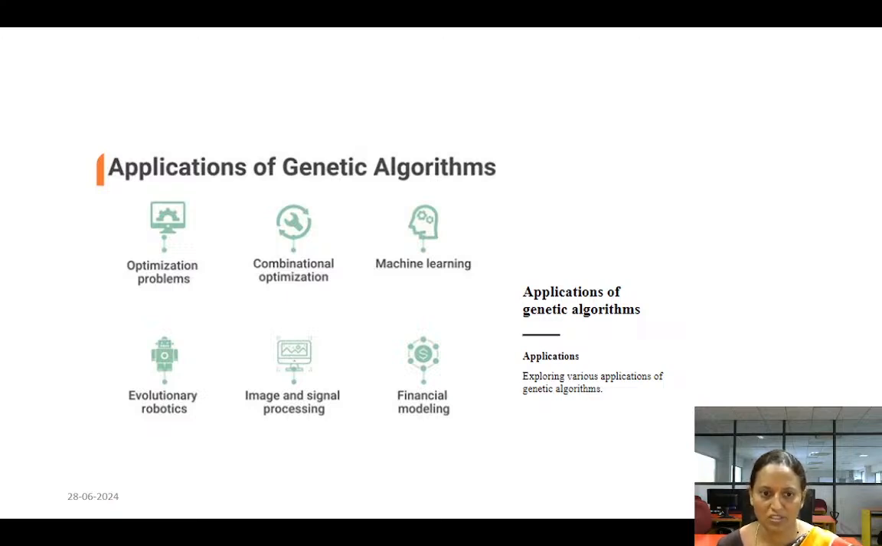We have optimization problems, combinatorial optimization, then machine learning, evolutionary robotics, then we have image and signal processing, financial modeling and other things.